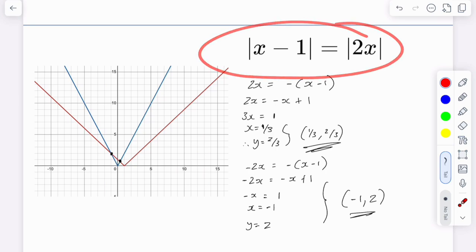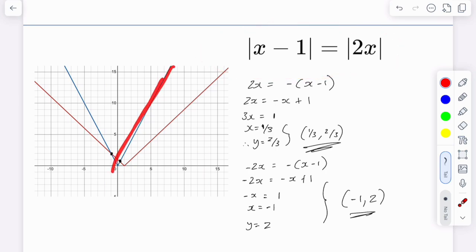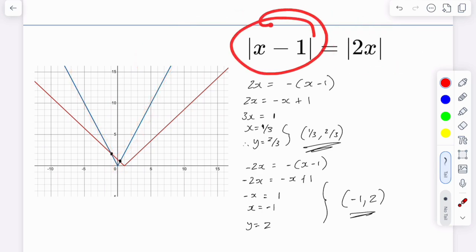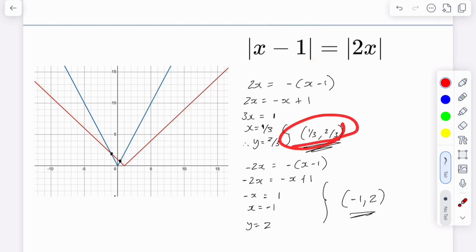Okay, as you can see, we basically just drew the two graphs, 2x for a positive gradient, 2x for a negative gradient, therefore altogether creating this absolute value. And then we drew x minus 1 for a positive gradient and also negative gradient, and we evaluated at these different points. And that's how we got a third, 2 over 3, and negative 1, 2.